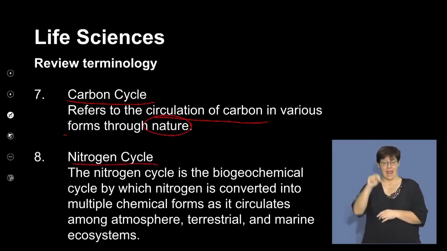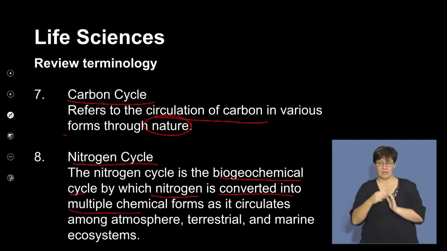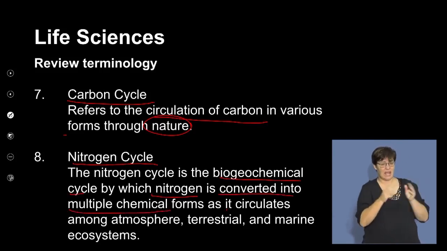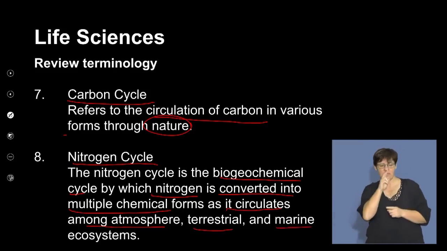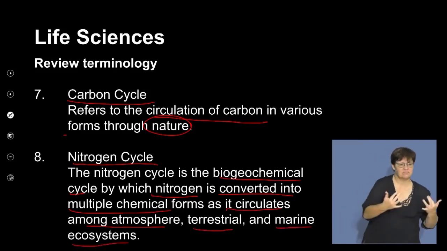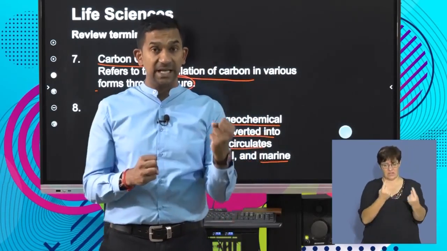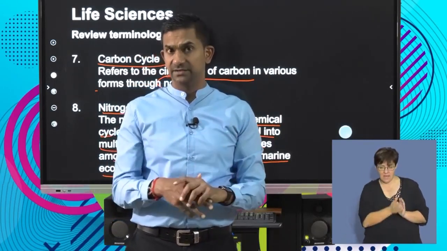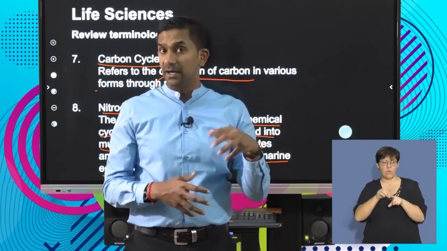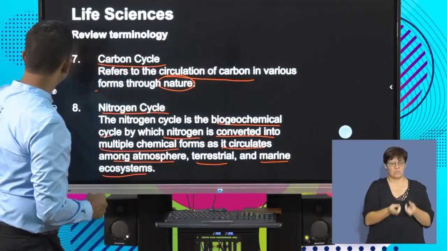Nitrogen cycle, again, is the biochemical cycle by which nitrogen is converted into multiple chemical forms as it circulates among the atmosphere, terrestrial, and the marine ecosystems. So that's going to be the focus of our lesson, looking at the nitrogen cycle and how nitrogen as an element moves through both aquatic life forms as well as terrestrial life forms, as well as those organisms in the atmosphere in terms of the gases and other organisms.